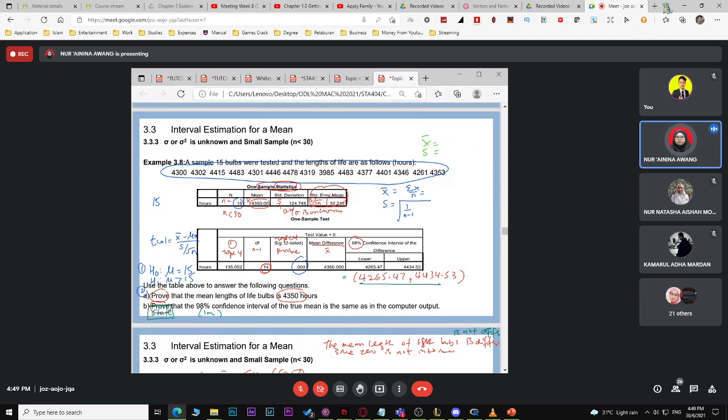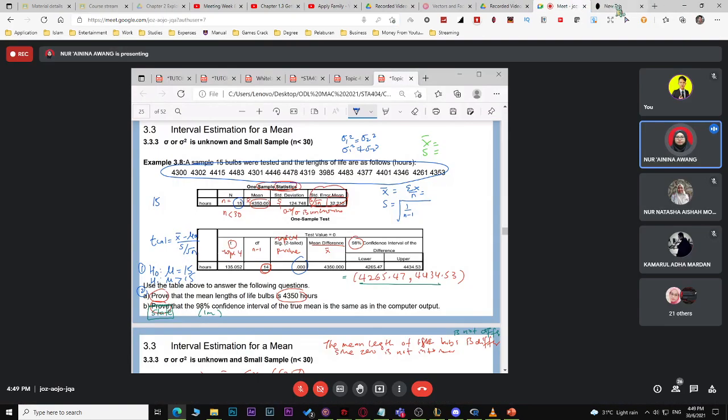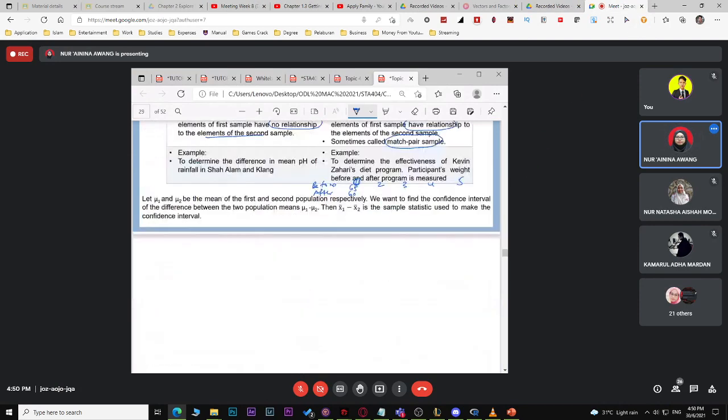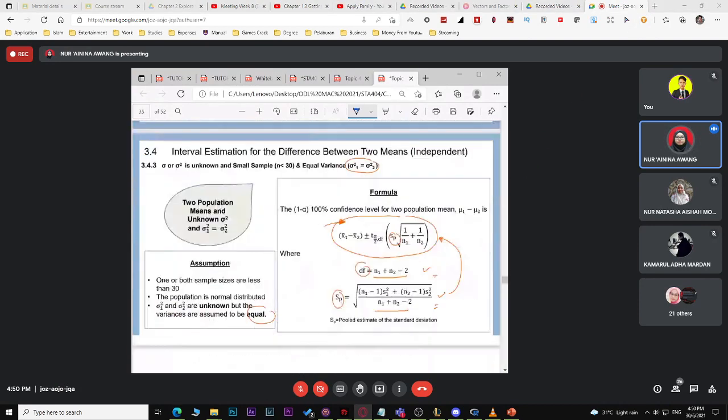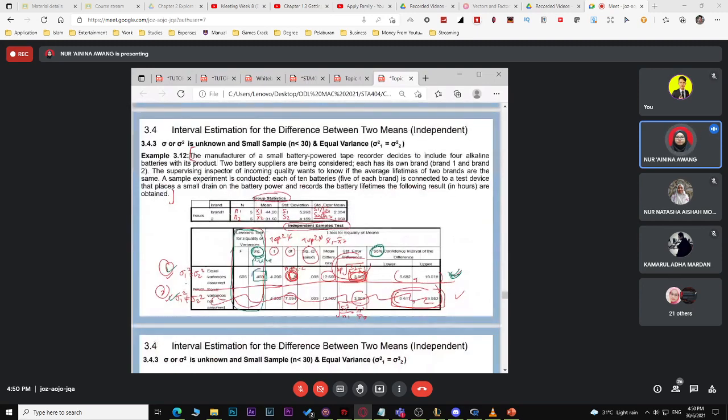Sebab you tahu for case two population means you ada dua case, whether equal or unequal variance. So macam mana nak test dia? You kena test for Levene's test. So nak test for Levene's test, you need to have the SPSS output. You memang kena ada this one, this table, untuk you nak ambil p-value untuk Levene's test. Okay. So you kena masukkan output tu.